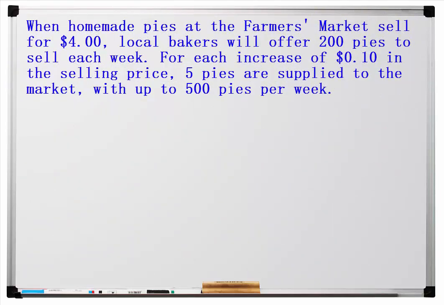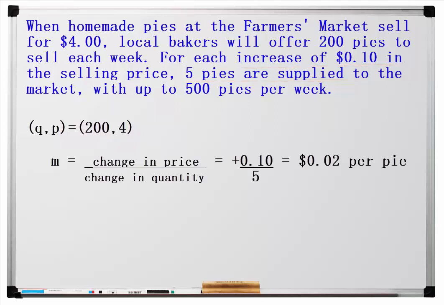So we're told that when the pies sell for $4, the bakers will supply 200 pies. This corresponds to the point Q comma P, which equals 200 comma 4. Then we're told that for each increase of 10 cents in the selling price, 5 pies are supplied to the market. This gives the slope. M, in this case, is the change in the price over the change in the quantity. We have an increase of 10 cents per 5 pies. So this gives 2 cents per pie.